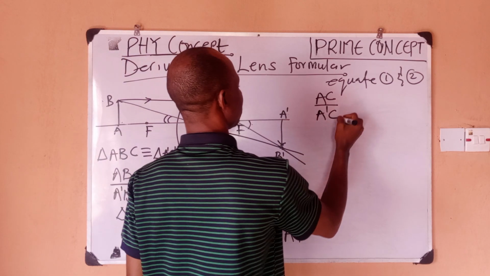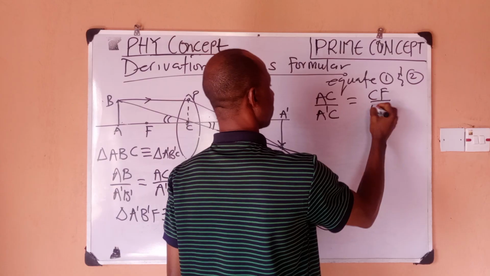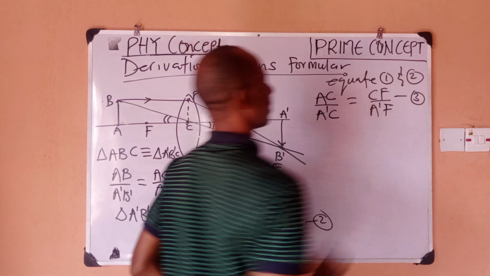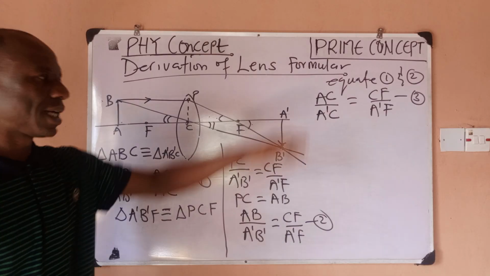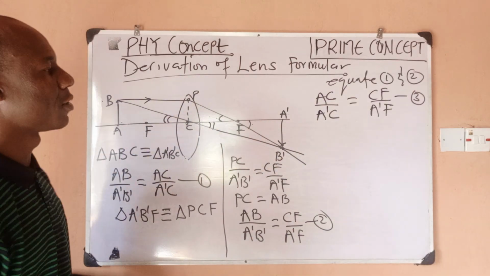A prime C over AC equals CF over A prime F. So I'll call this equation 3. Now, what are these parameters? AC, A prime C, and these things? We can get them from this diagram.